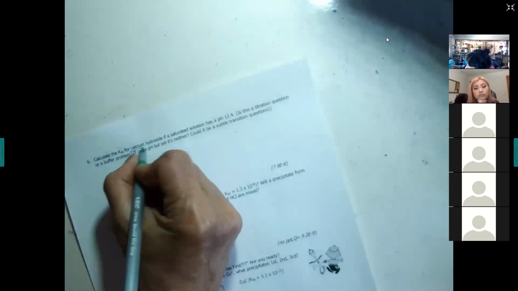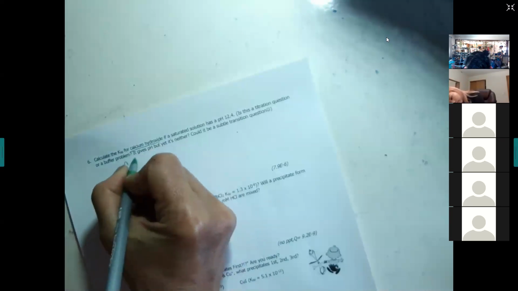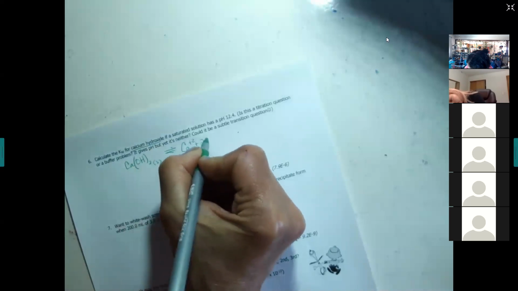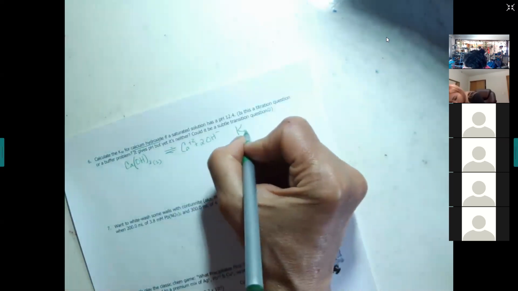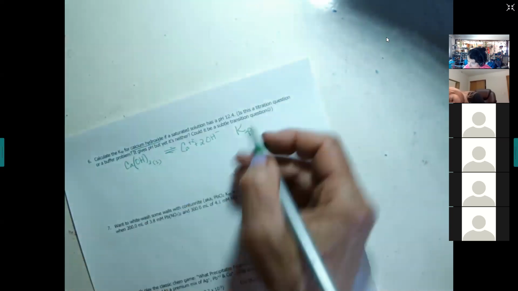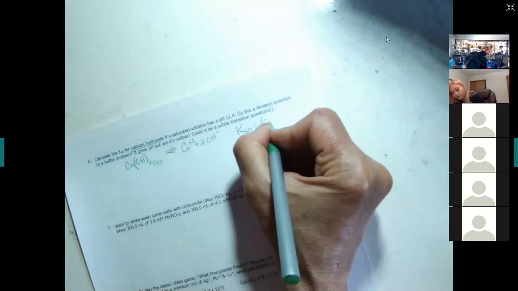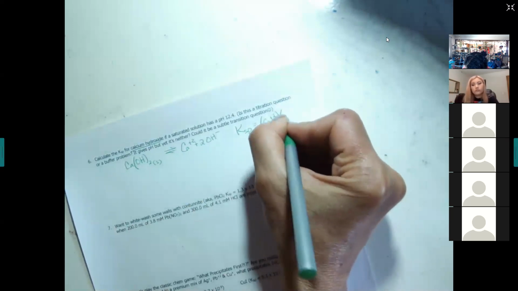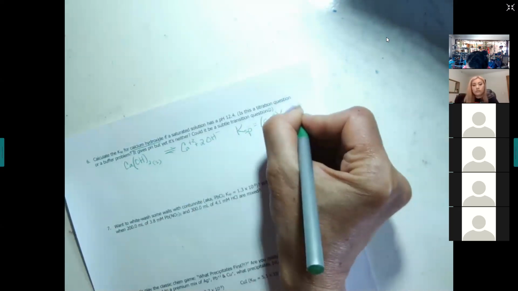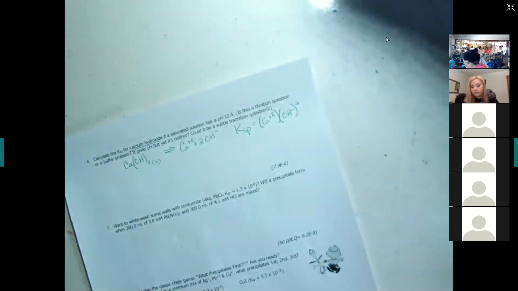All right. So calcium, the first step you do for every one of these, write your equation. Calcium's a +2, so we're going to have 2 hydroxides. Write your KSP. If you do not write this equation and your KSP, you will lose a point on every single one of these questions. You actually might lose more. So write your equation, write your KSP. So the OH is squared, and then see what you're going to do with it.